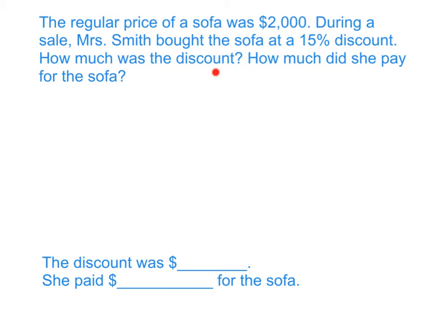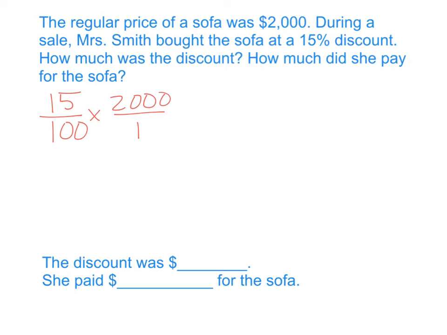This one is a discount question. So this time we find the percent and we're going to subtract. So if the regular price of the sofa was $2,000 and it was on sale, that means it's going to be cheaper, which is why we subtract. She bought it at a 15% discount. So to find the discount, we're going to take 15% of $2,000, and then how much she paid, we'll subtract that amount from $2,000. So 15% is 15/100ths times 2,000 over 1.